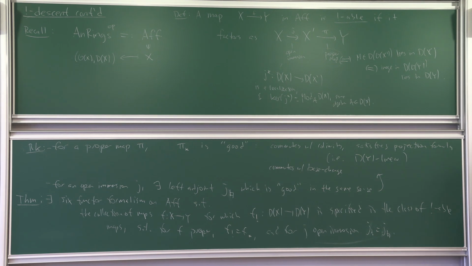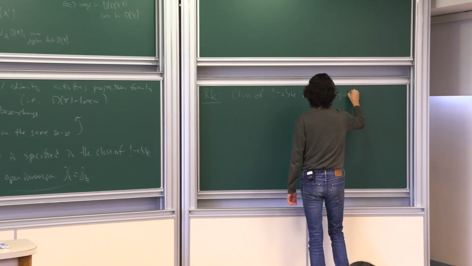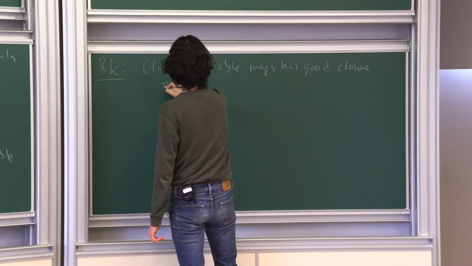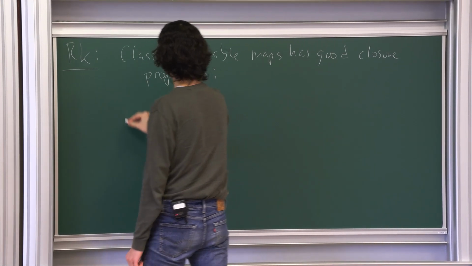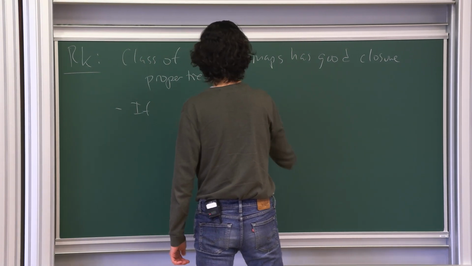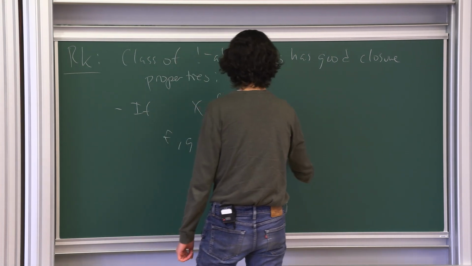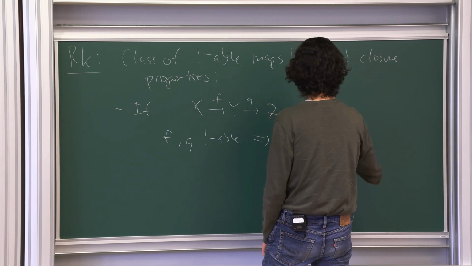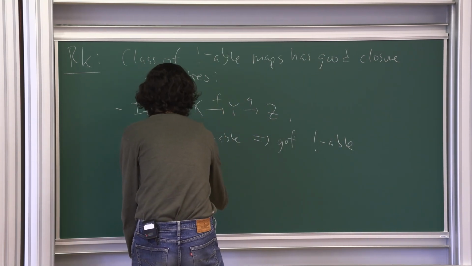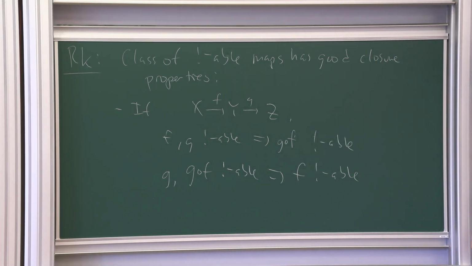Oh yeah, and maybe a remark I perhaps should have made before is that the class of shriekable maps has good closure properties. So if we have X to Y to Z, say f, g, then f and g shriekable implies g composed with f shriekable. And g and g composed with f shriekable implies f shriekable. That's nice, so a map between shriekable maps is shriekable. That's the way to think about this.